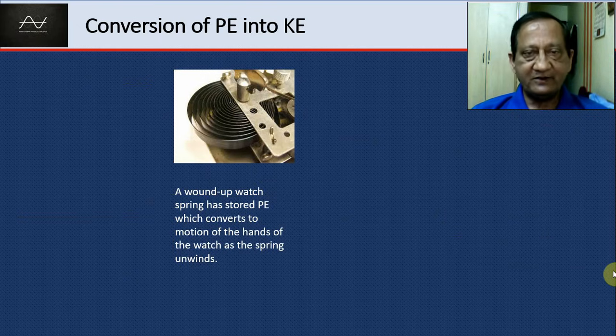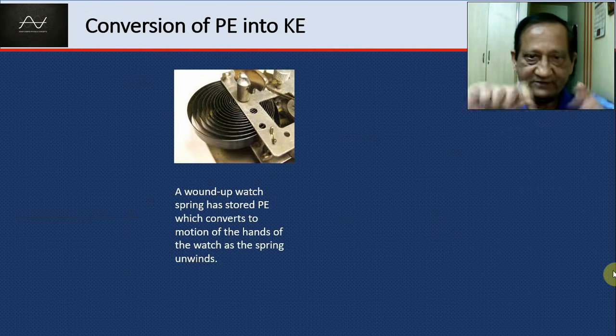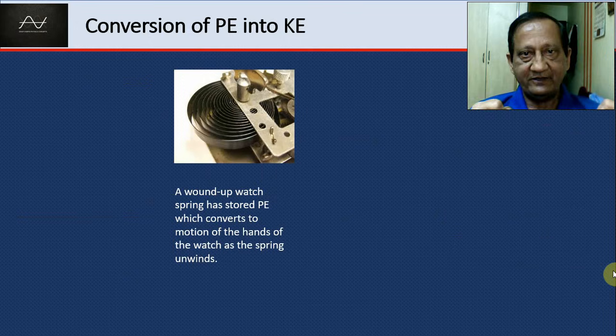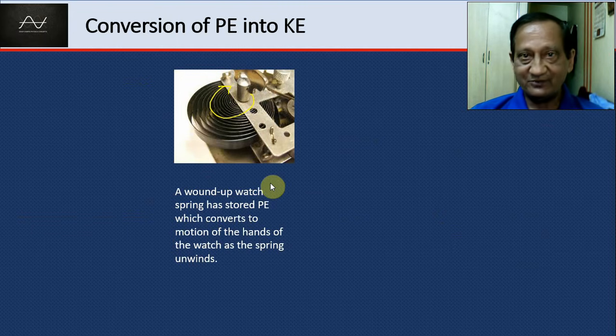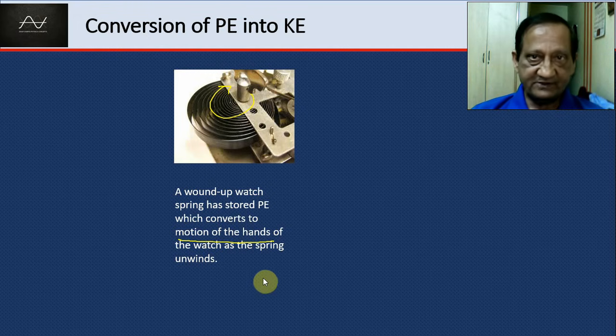Conversion of potential to kinetic, lots of examples. You might have seen toy cars which are not powered by batteries. There is a key. You turn the key a few times and then release it, then the toy does something. A car can move forward or a toy can clap his hand. Basically, some motion is generated. In mechanical watches, there's a spring like this and you rotate the spring, it gets deformed, there is a stored elastic potential energy inside it, and then it converts to the motion of the hands of the watch as the spring unwinds and gains back its original shape and size.